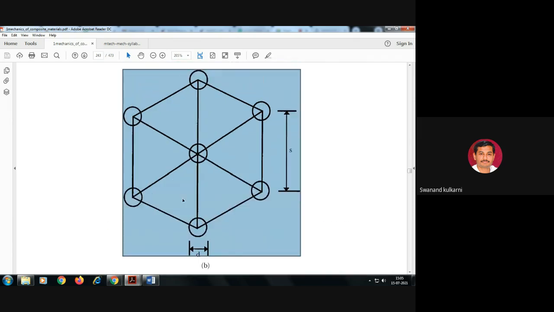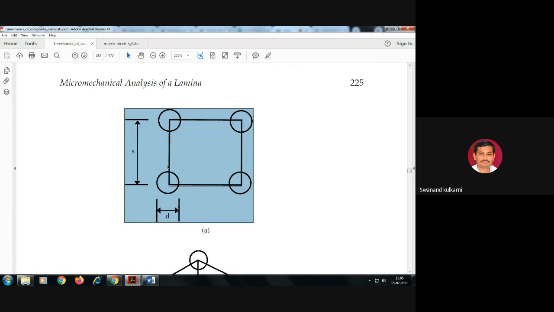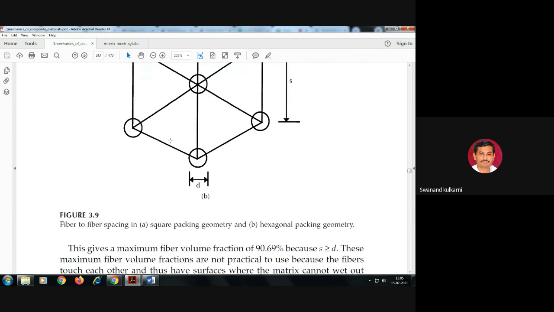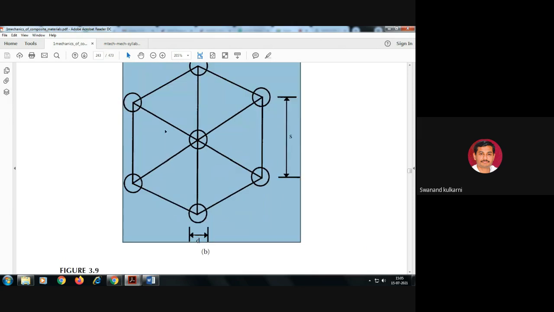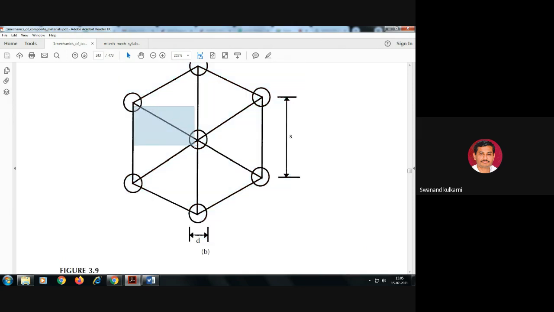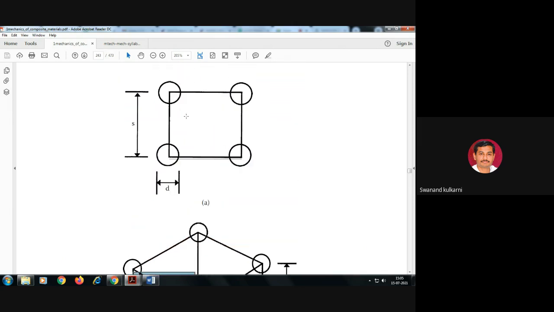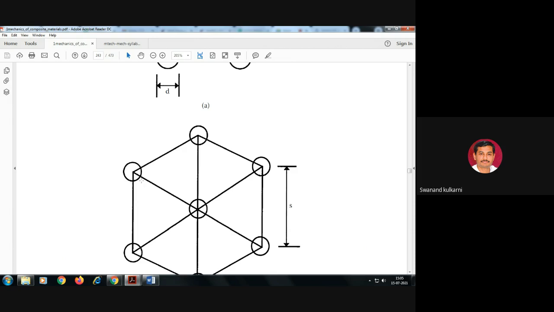So this is the square packing geometry and this is the hexagonal packing geometry. This is the fiber packing or fiber spacing. In this case, the fiber space is lesser, and in this case, the fiber space is larger. Is it okay? If we run diagonal to diagonal here, we will come to know that this is the larger value in this case. But in this hexagonal array, this value is somewhat less here. Is it okay?